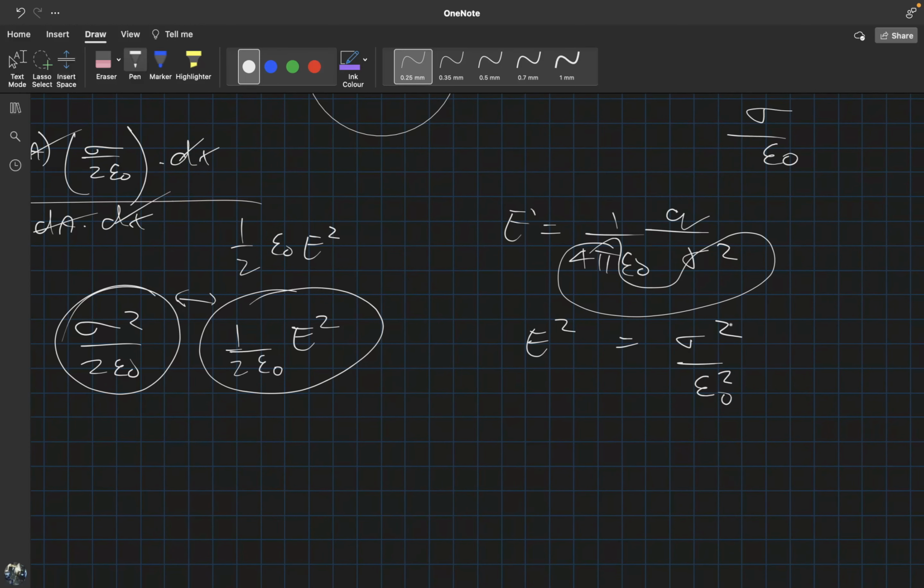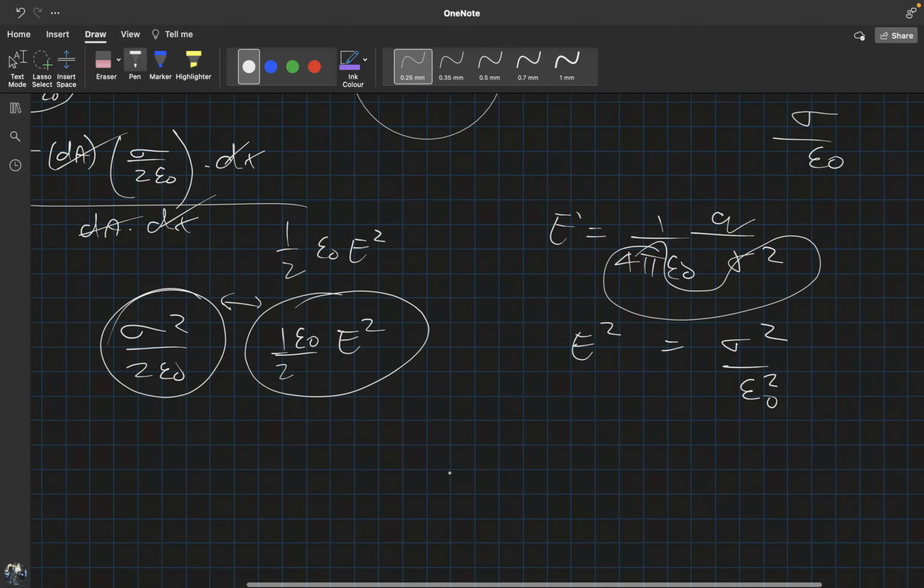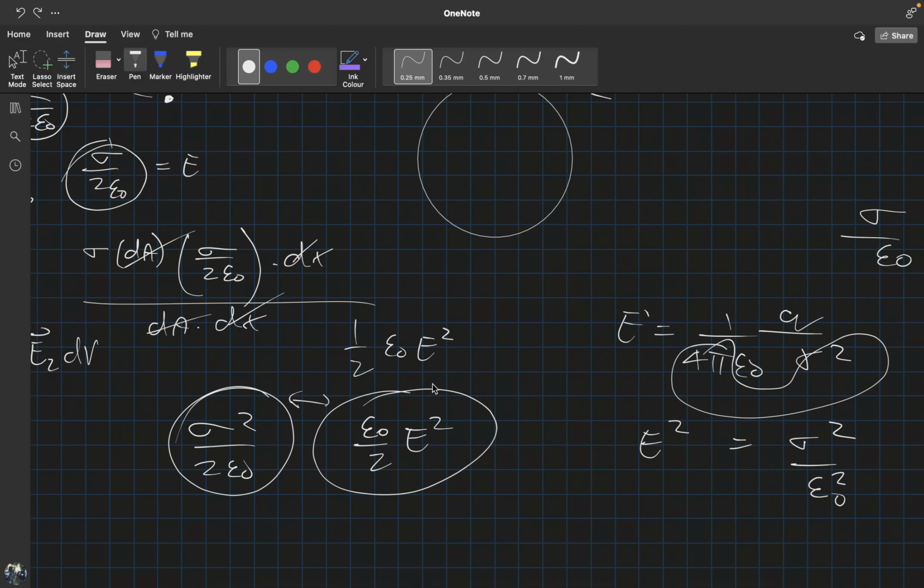So we should be replacing epsilon naught in sigma. Epsilon naught is up, dear, not down. Epsilon naught is in the numerator here. Okay, fine. That was what was confusing me all this while. Half epsilon naught E square. Yes, fine. Right, dear?